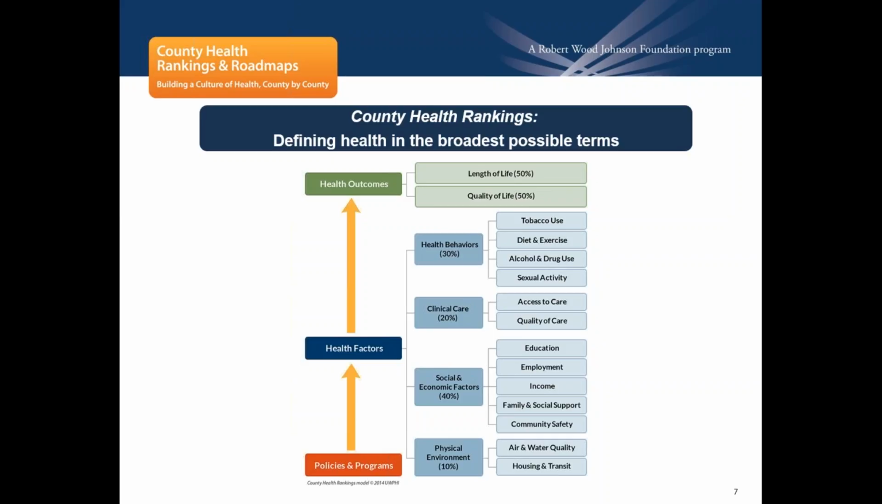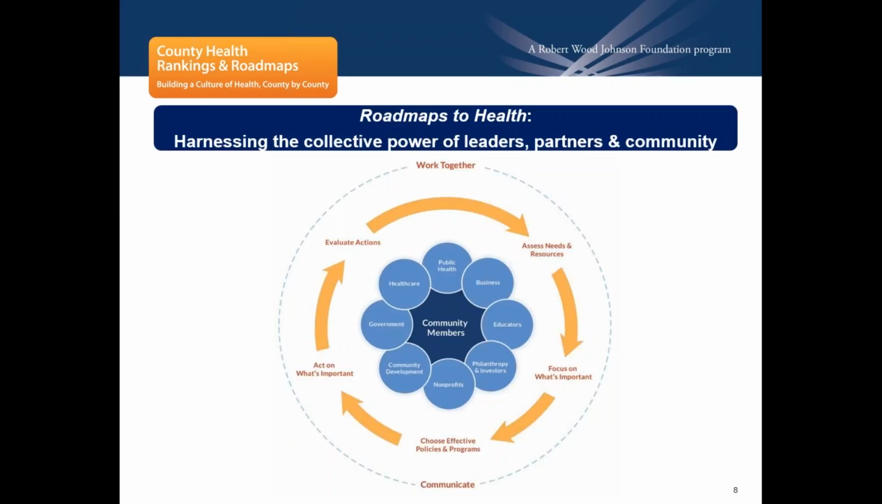Things like diet and exercise, education, employment and income, housing, water quality, and transportation are just some of the modifiable factors that influence our health outcomes, how long and how well we live. And so the third image, and equally important, is our take action cycle. Looking to the center of this image, it shows that in order to address health effectively, we need to harness the collective power of people from all across the community. No one organization or sector or group of individuals can do it alone.